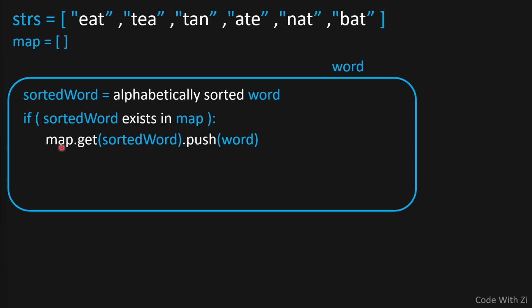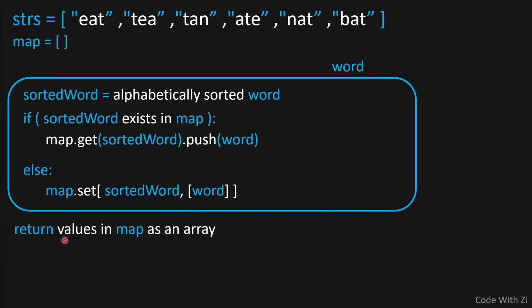Don't worry, you're gonna see how this works in the visualization. Else, we're gonna say make a new group and add our word to that group. And when we're done with this loop, we're gonna return the values inside of our map as an array. And that's gonna be it. Now, let's visualize everything.